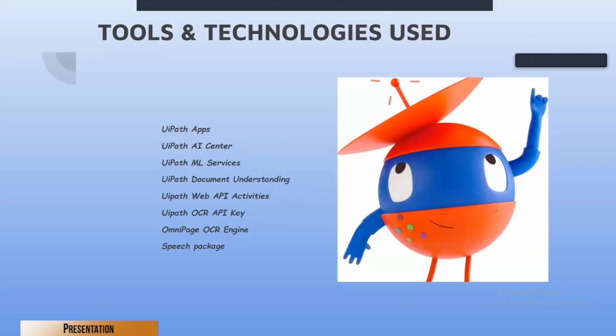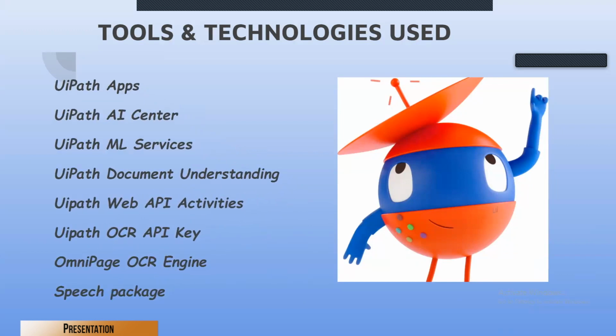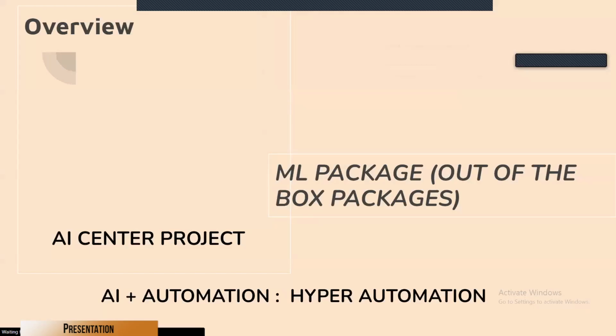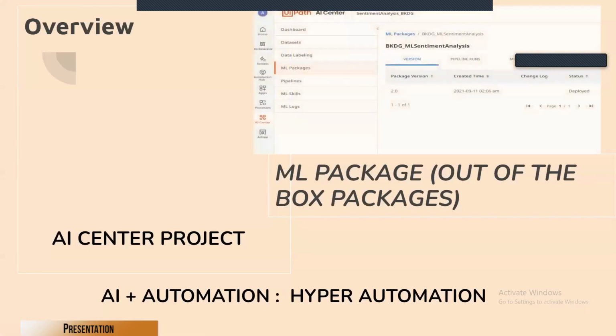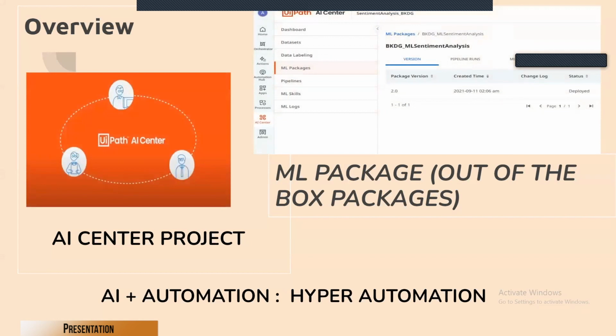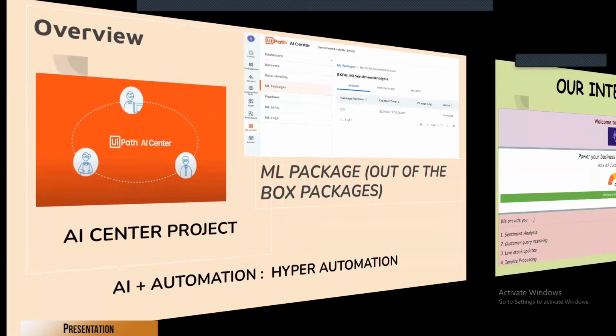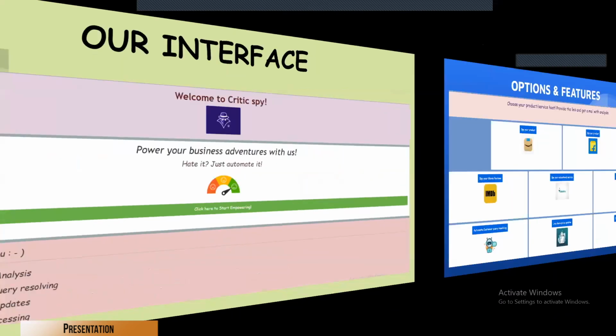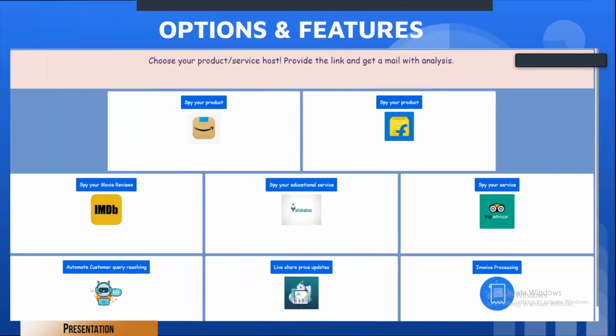And as you can see, these are the tools and technologies I have used. I have used UiPath apps, AI Center, document understanding, and OCR. All these technologies I have used mainly to deploy my application. And this is the ML skills I have deployed in the UiPath orchestrator. And this is my interface. And these are the options you get.